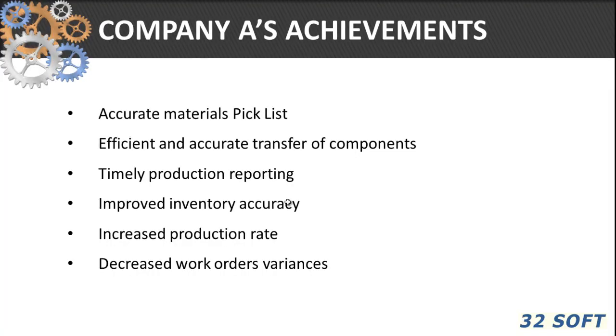As a result of using work order component issue data loader for materials movement to production, Company A have got an accurate materials pick list that was based on the actual quantities. They minimized the time it took shop floor operator to record work order components issue in QAD, improved overall inventory accuracy, increased production rate, and decreased work order variances.